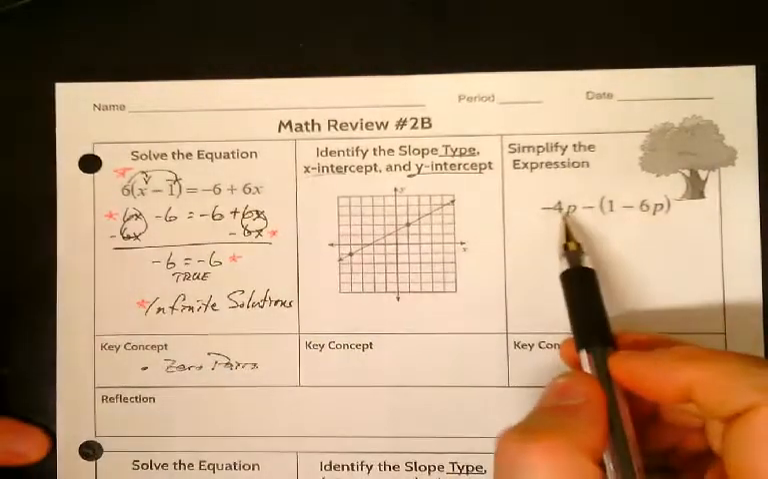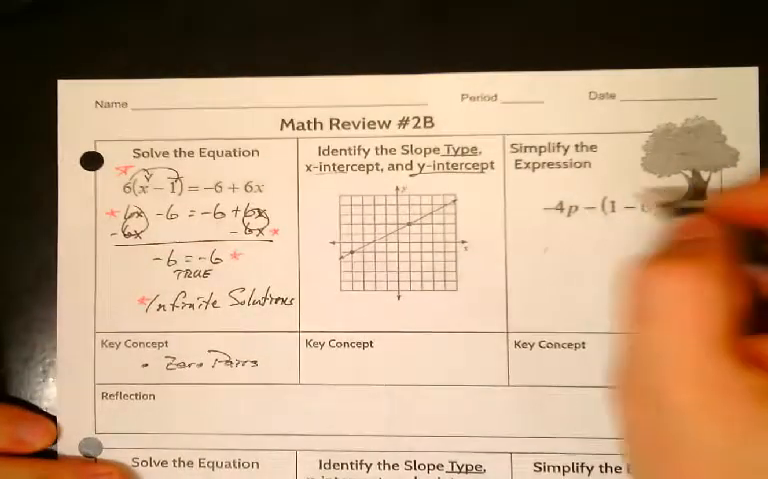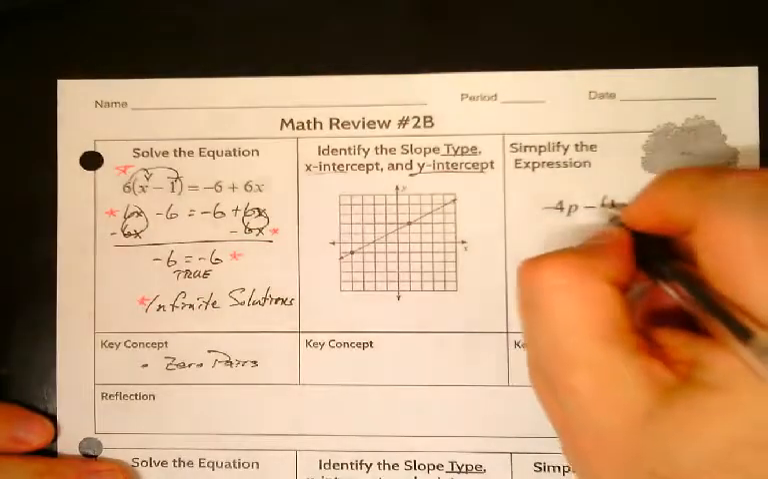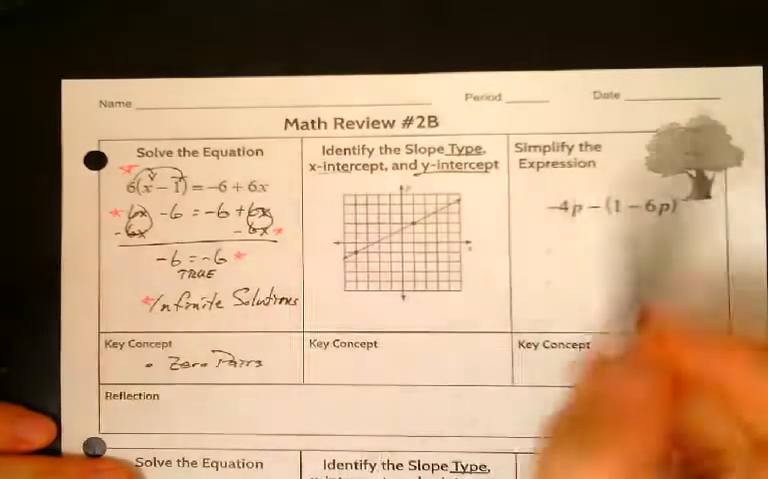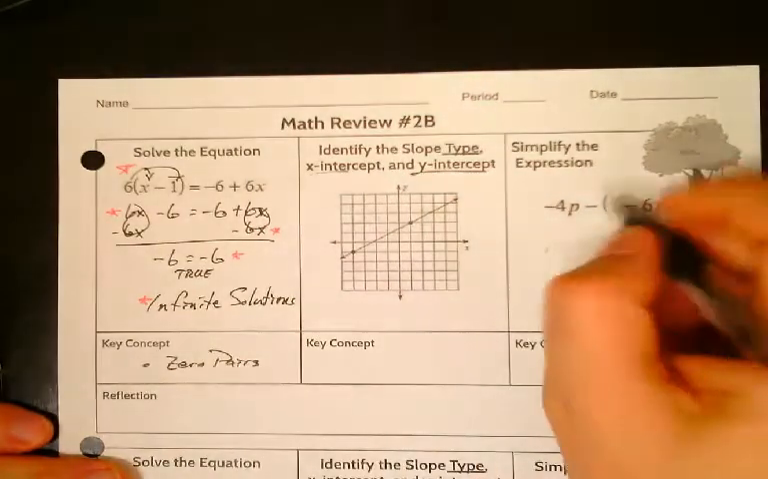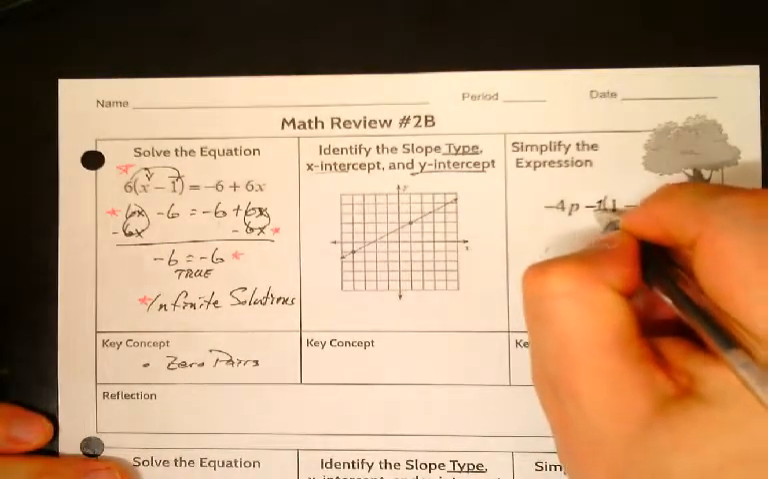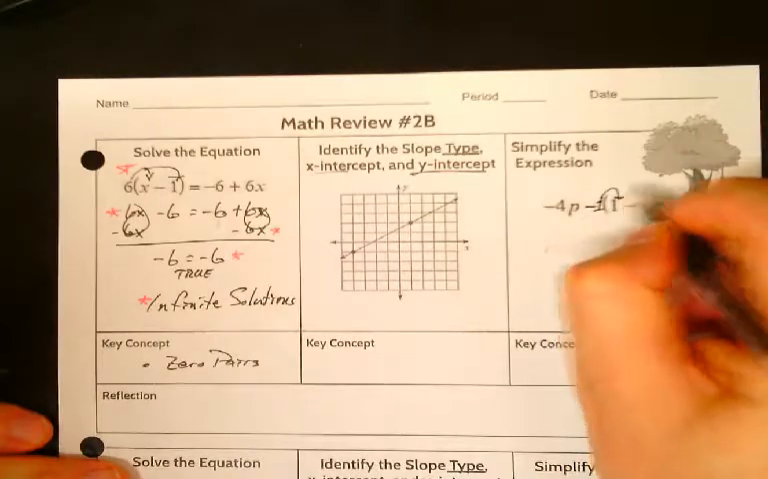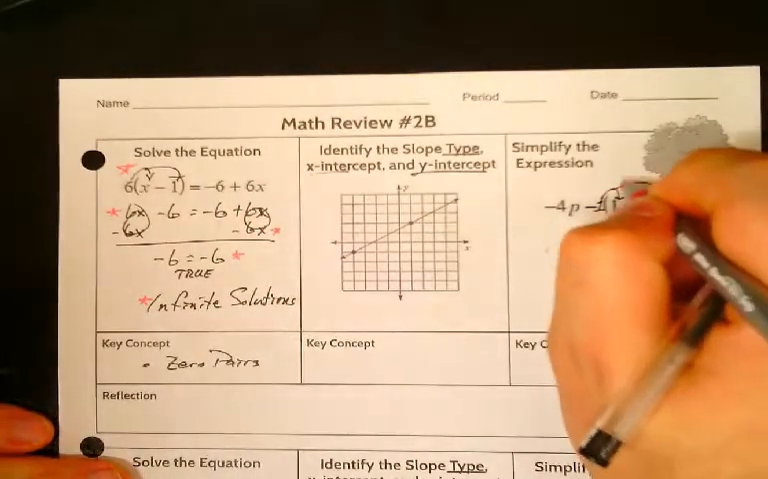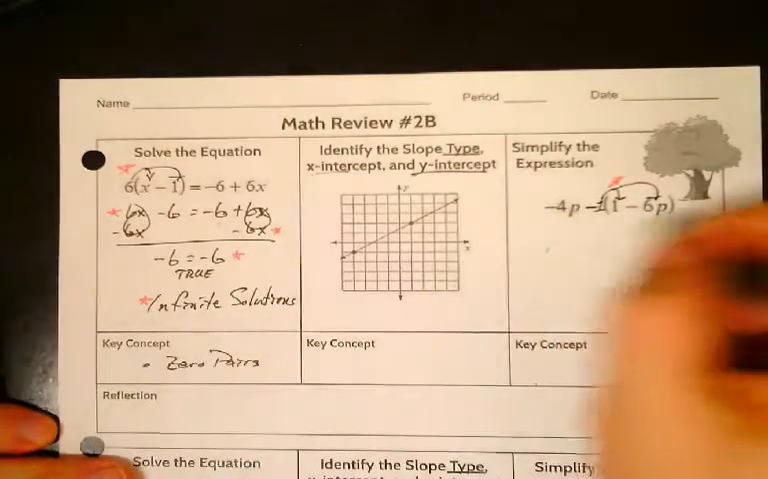Alright, so now simplify the expression. We'll do this one next since it's a lot like solving the equation. So we have to distribute again. Remember, we're not multiplying by this 4. It's not next to the parentheses. We have negative 1 in front of the parentheses. So we distribute negative 1. And if you drew the distribution arrows, give yourself credit.